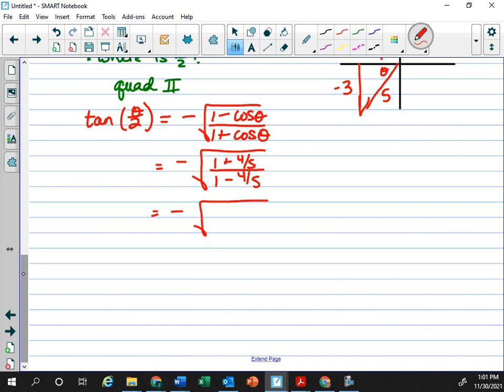So that's 9/5 divided by 1/5. So 9/5 times 5 over 1. We just have square root of 9 with a negative out in front. So it is -3. Okay? Make sense? All right. It's tricky going back and forth between the two kinds of problems, but just pay attention to how the question's asked.